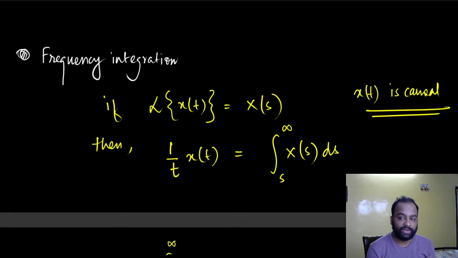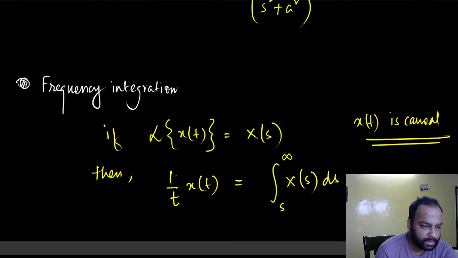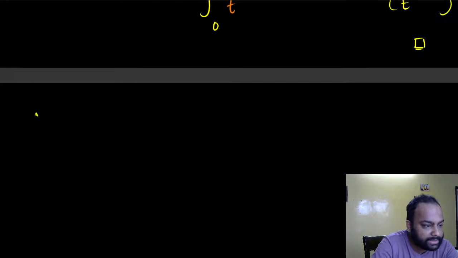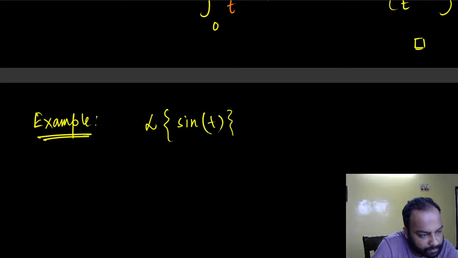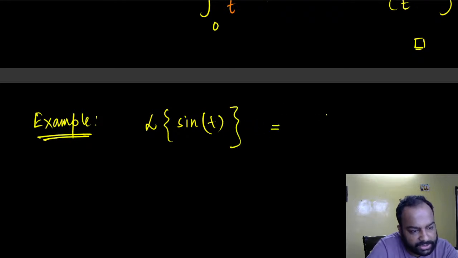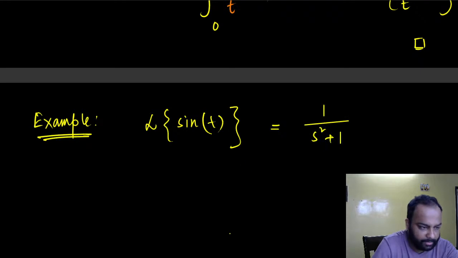Nice. So let me show you a very fantastic example here. Example. Okay, recall our sinc function. We know the Laplace transform of sin t u(t), the unilateral Laplace transform, essentially was 1 by s square plus 1, right?